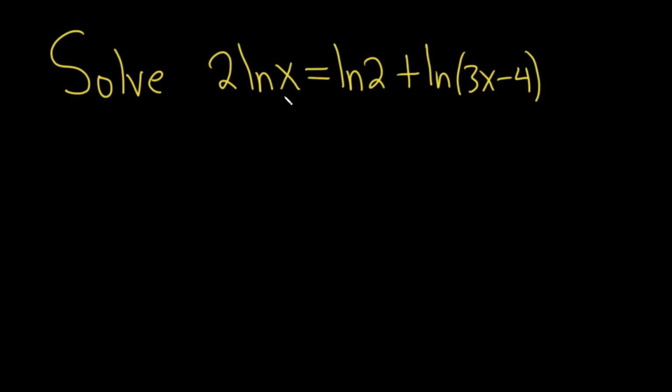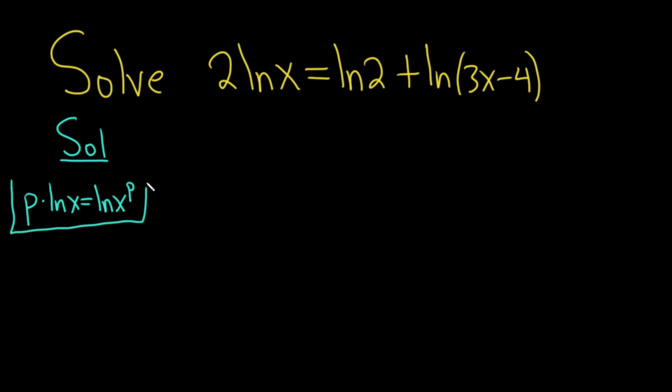Solve 2 times the natural log of x equals the natural log of 2 plus the natural log of 3x minus 4. Solution. So let's start by using some properties of logs so we can condense everything. Over here on the left, we have 2 times the natural log of x. Recall if you have a number, say p, times the natural log of x, what you can do with the p is bring it upstairs and write it as ln x to the p. This is called the power rule for logarithms. So we can write this as ln of x squared.